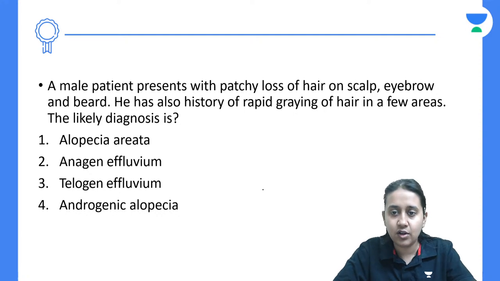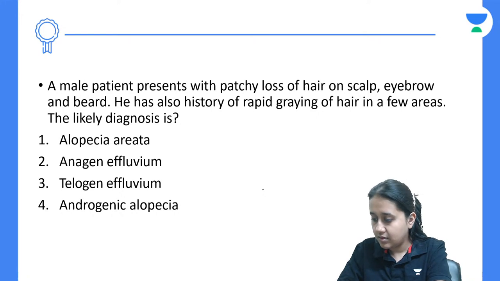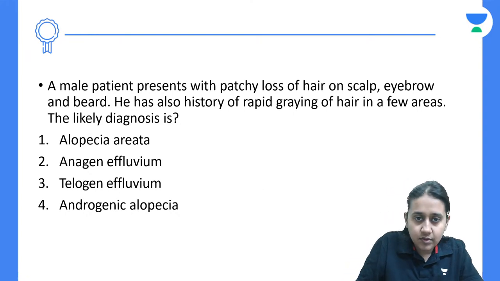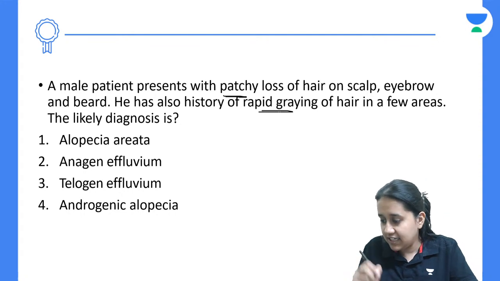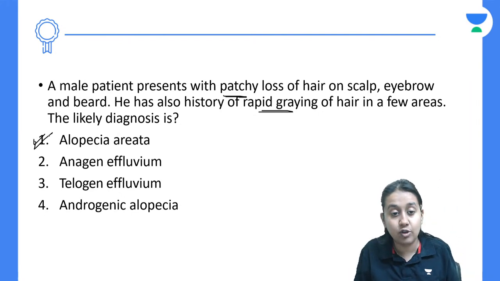A male presents with patchy loss of hair on the scalp, eyebrows and beard. He has also given a history of rapid graying of the hair in a few areas. What is the answer? Now, patchy hair loss with sparing of white hair, it's a very classical feature of alopecia areata.